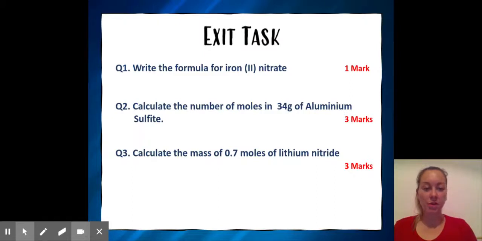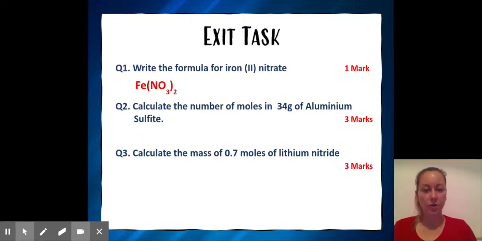Question number 2 is worth 3 marks. It's calculate the number of moles in 34 grams of aluminium sulphite. So you're going to need to find the formula first, do the GFM and use the solid triangle. Question 3 is calculate the mass of 0.7 moles of lithium nitride. Again, 3 marks, you're going to have to find the gram formula mass, first of all finding the formula and then using the solid triangle. Pause the video, see if you can attempt those questions and then unpause and self-mark your answers. Here are the answers.